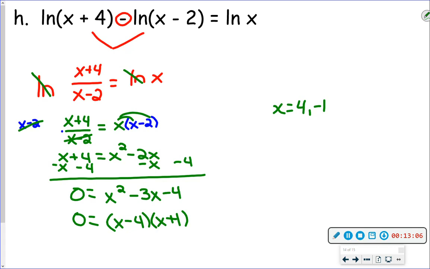Now I'm going to check. I want to make sure if I plug either 4 or negative 1 into my original equation for any of these x's, we don't end up with the natural log of a negative number. Clearly negative 1 is a problem. We're just going to keep 4. If we put negative 1 in, not going to happen. Work on the first log: negative 1 plus 4, of course, would give you 3. Negative 1 minus 2 is negative 3. Those are going to be problematic. So I can't use negative 1.